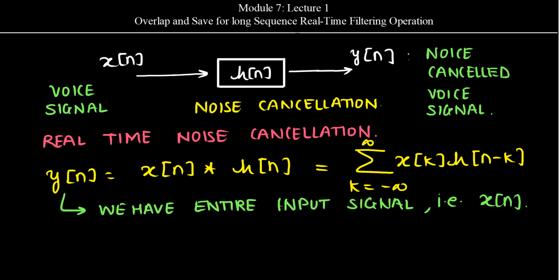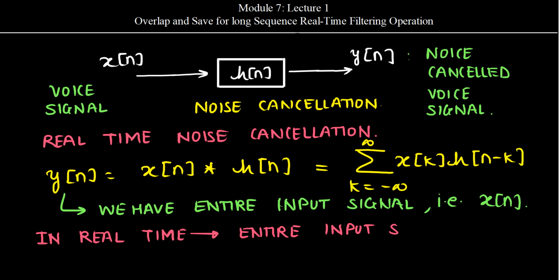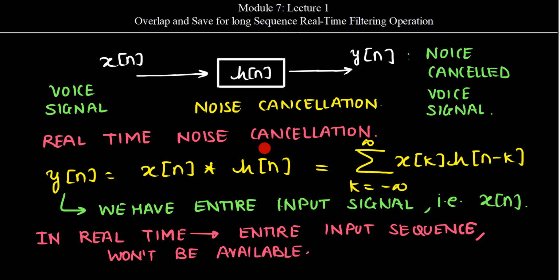But when we are claiming that we want a real-time system or real-time noise cancellation, the entire x of n or entire sequence of the input won't be available with us. Therefore, in real time, the entire input sequence won't be available. So how to go for this real-time noise cancellation?